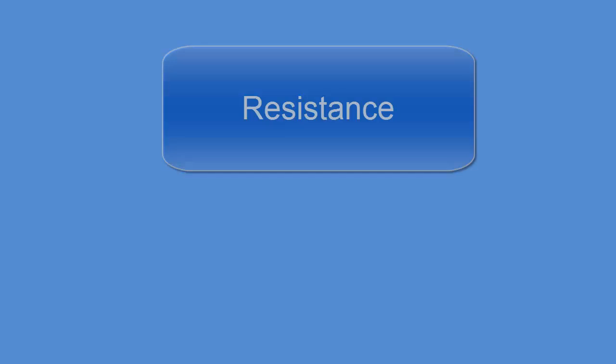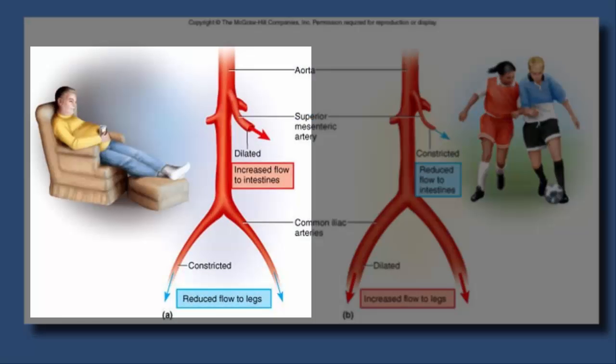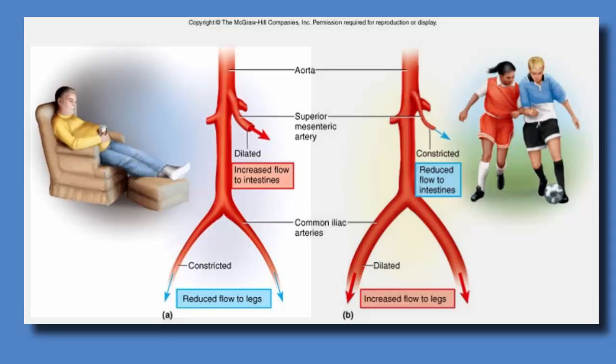Flow slows way down at the tissue level to allow time for exchange, and we will be looking at exchange as the last topic for this video. Flow is controlled through resistance, and resistance is controlled by the diameter of the arterial blood vessels supplying an organ. In this picture, we see an example of blood being routed away from the lower extremities through vasoconstriction and routed toward the digestive organs through vasodilation after eating a meal.